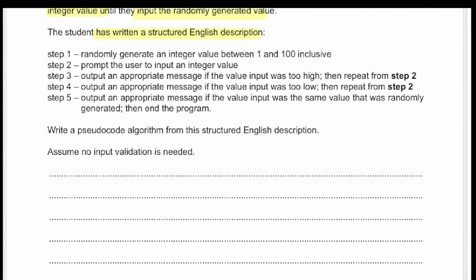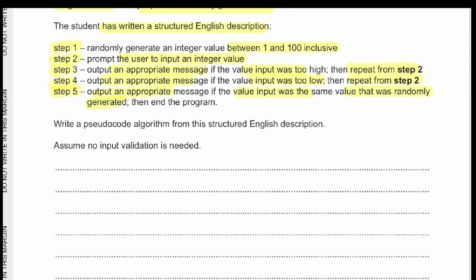Step number 1: randomly generate an integer value between 1 and 100 inclusive. Step 2: prompt the user to input an integer value. Step 3: output an appropriate message if the value input was too high, then repeat from step 2. Step 4: output an appropriate message if the value input was too low, then repeat from step 2. Step 5: output an appropriate message if the value input was the same value that was randomly generated.